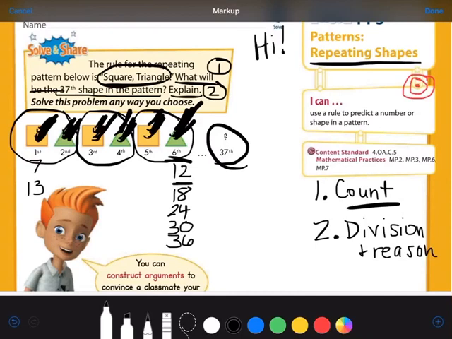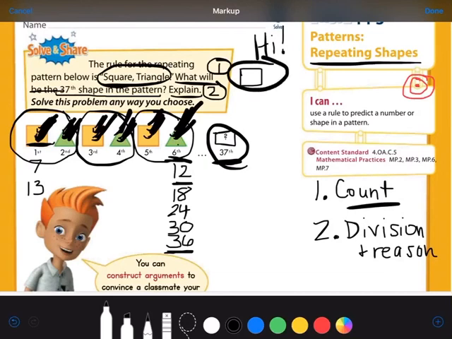So I want the 37th shape. Well, if the 36th shape is a triangle, I would start over, and 37 would be a square. So what will the 37th shape be? It will be a square.